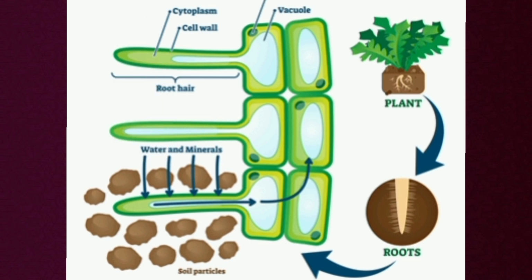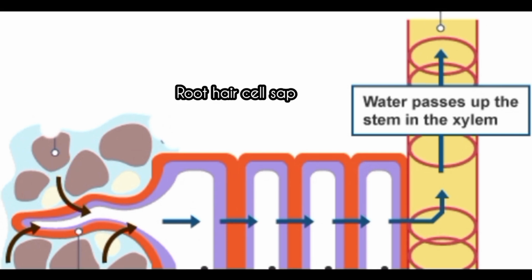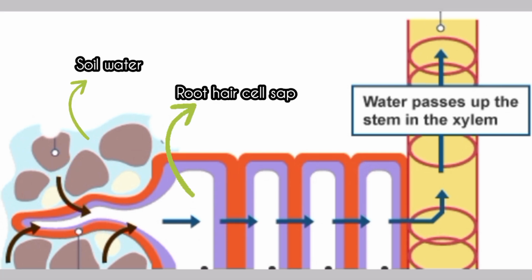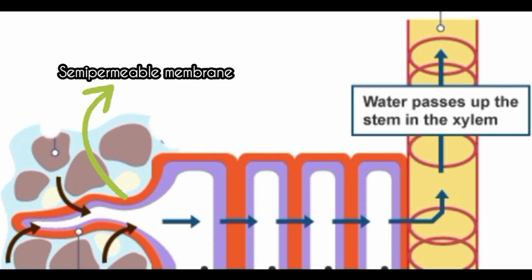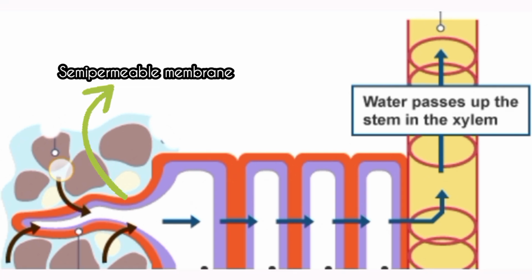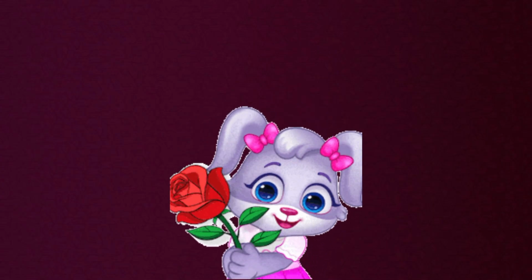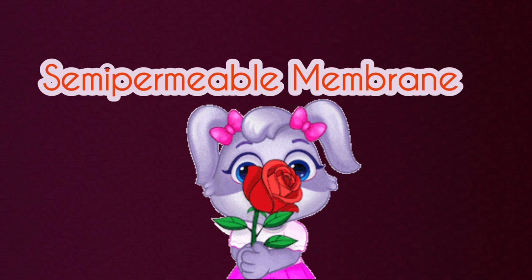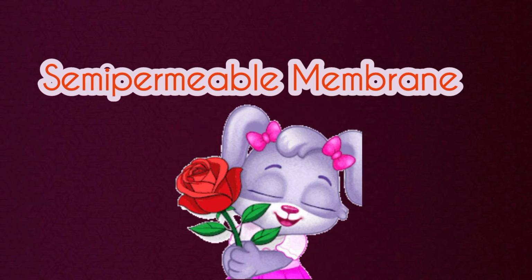Let's recall the process of osmosis here. What is osmosis? Movement of molecules from lower concentration to higher concentration in the presence of a semi-permeable membrane is called osmosis. So, because of the concentration difference between root hair cell sap and soil water, osmosis takes place. The plasma membrane around the root hair cells acts as a semi-permeable membrane which selectively allows certain molecules to pass through along with water. At the end of this video, I'll give you a little more information about semi-permeable membrane. So kindly watch this video till the end.